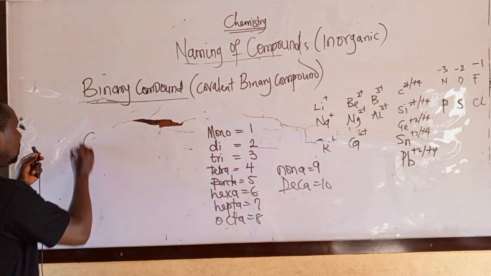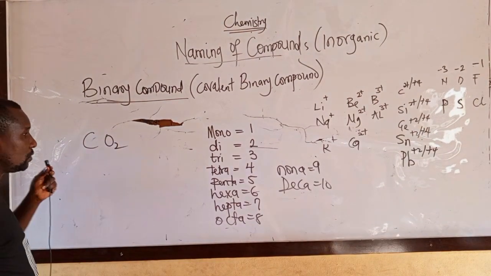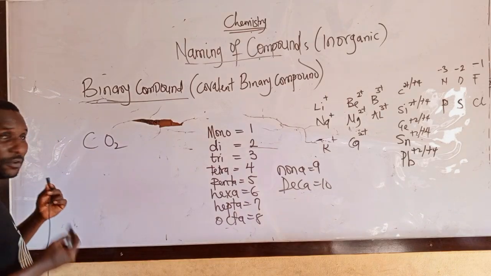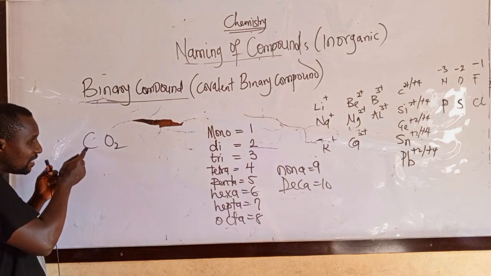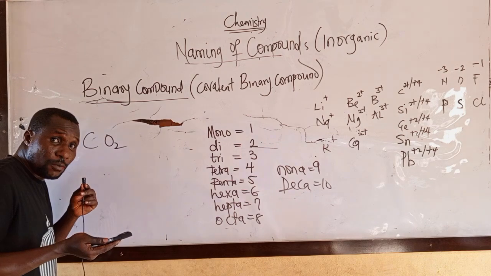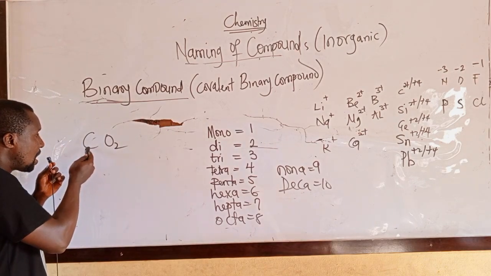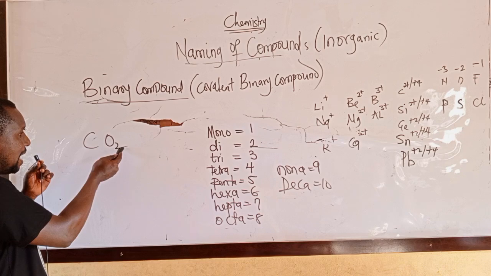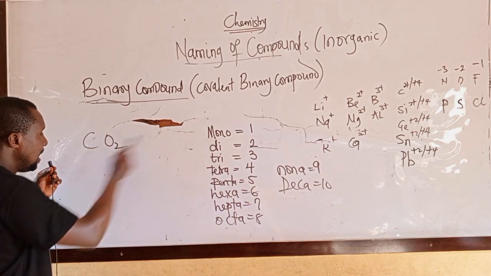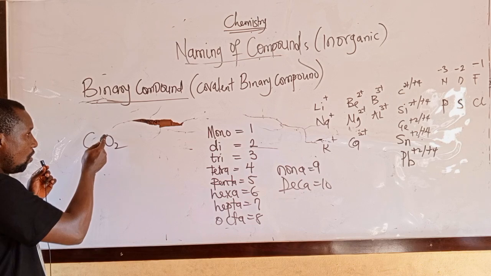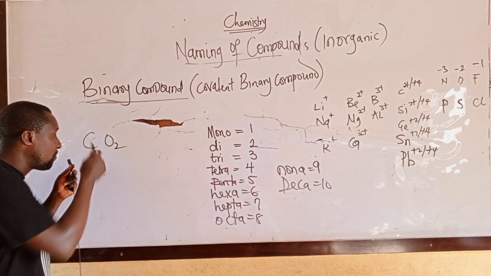If you have CO2, what is the name of this compound? If I don't want to calculate the oxidation number of carbon, I can name it using the prefix. Carbon dioxide. 2 is what? Di. Carbon dioxide. Or find the oxidation number of carbon.